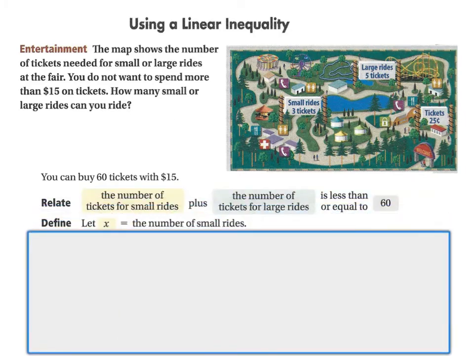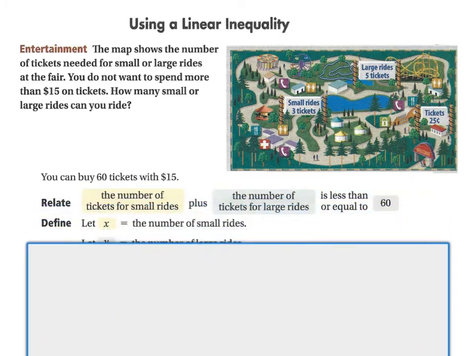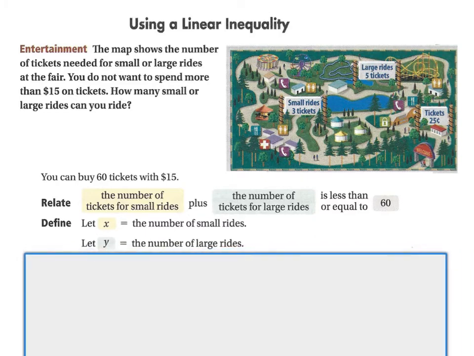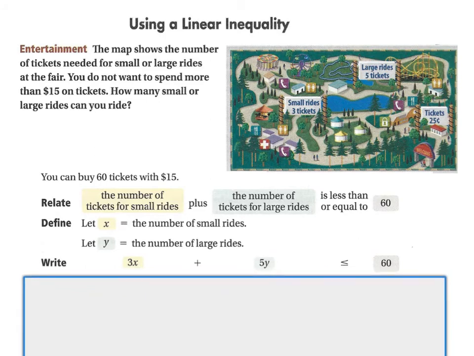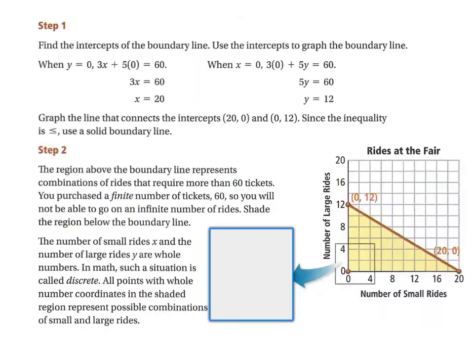So we have small rides, we'll call X, large rides we'll call Y, and then we're gonna multiply them by the number of tickets each of them will need and set it less than or equal to 60 because we have 60 tickets. We don't have to spend all 60 tickets, but we could if we wanted to. From there, we're gonna graph it. But we're only going to graph it into the first quadrant, and you'll see why in a second.